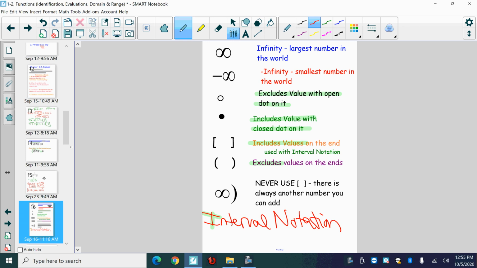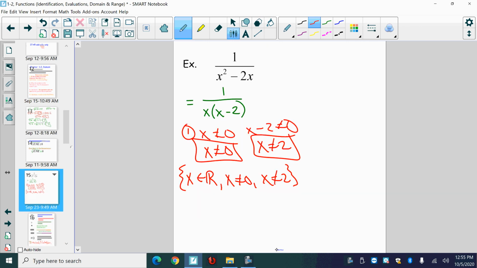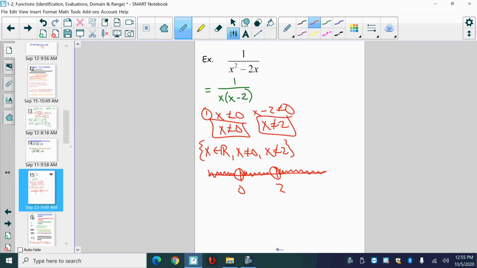In interval notation, if I go back to this and put a number line, I put 0 and I put 2. I have an open dot at 2 and I have an open dot at 0 here. The entire number line itself can be shaded, except it can't be 0 and it cannot be 2. So how do I describe that? Well, this is what we call set notation.